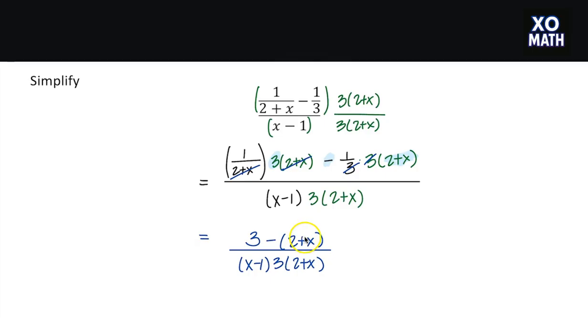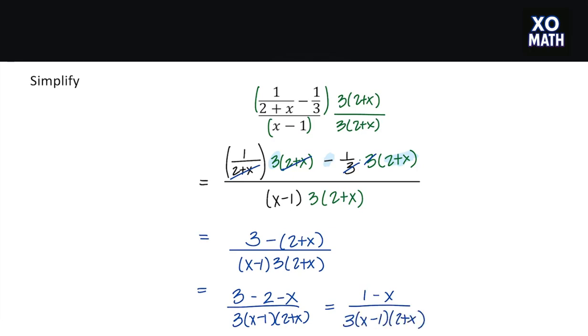Now from here we want to be careful. These quantities 2 plus x and 2 plus x do not cancel, because in the denominator it's a factor, but in the numerator it's a term. So in the numerator we want to distribute the negative. For this next line, we're going to have 3 minus 2 minus x all over, I'm going to put the 3 first on the bottom, 3 times the quantity x minus 1 times the quantity 2 plus x. And in the numerator, I'm going to add like terms, or in this case subtract. 3 minus 2 is 1, so I'm going to have 1 minus x all over 3 times the quantity x minus 1 times the quantity 2 plus x.